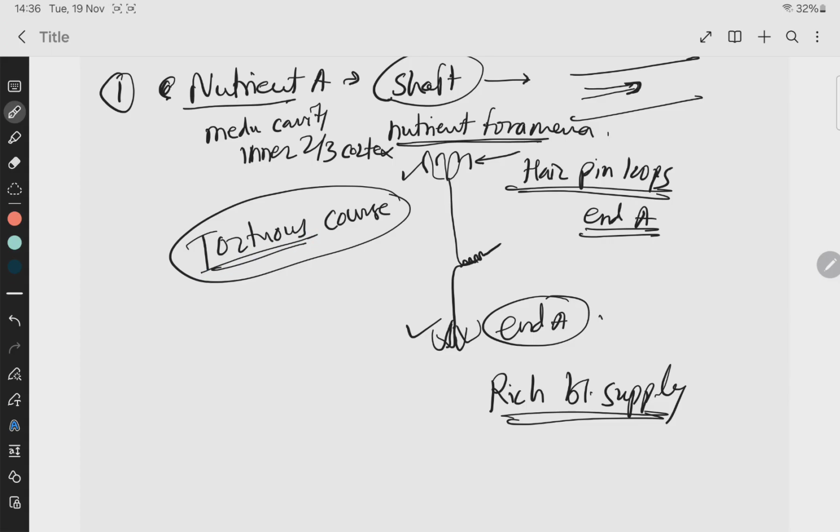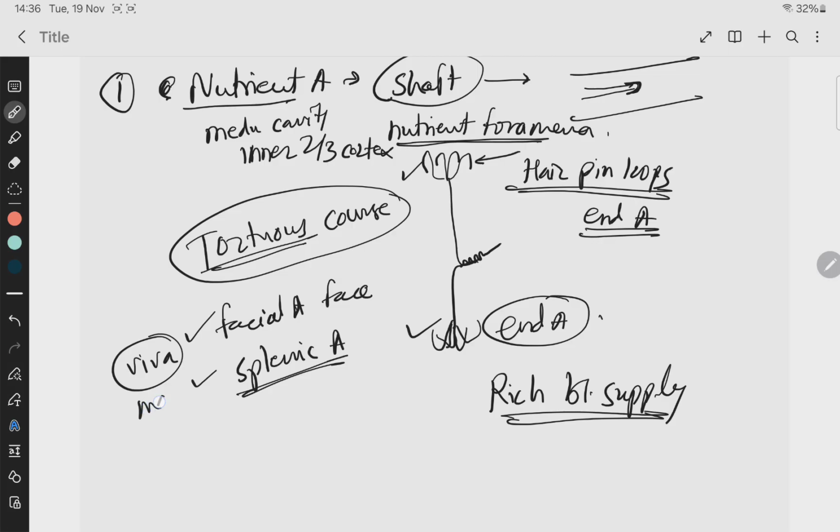Which other arteries are tortuous? One is the facial artery in the face, where the jaw movements occur, and the other is the splenic artery, which lies behind the stomach. When the spleen moves with respiration and the stomach distends, the artery moves. These are the other examples where arteries are tortuous in course. This is asked sometimes in viva, also MCQs. All of the following are tortuous vessels: the nutrient artery, facial artery, and splenic artery.